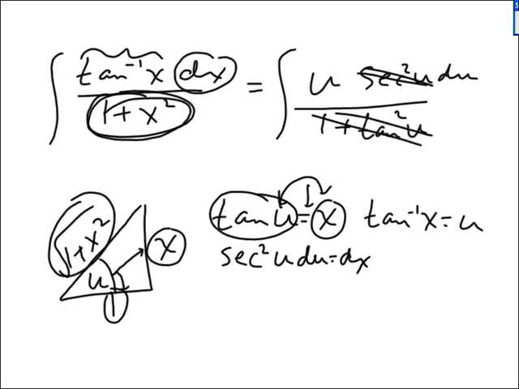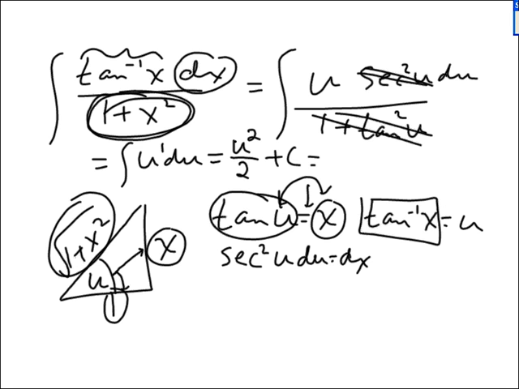That cancels out. So this time you have the integral of u du. But that's a simple integral. That's u to the 1 du. So that's u squared over 2 plus c. And just type in where u is. So it's arctangent of x, or tan inverse of x, squared, over 2 plus the number c.